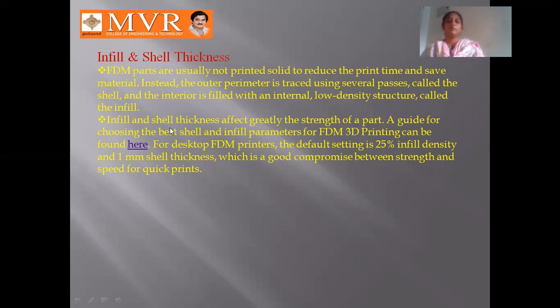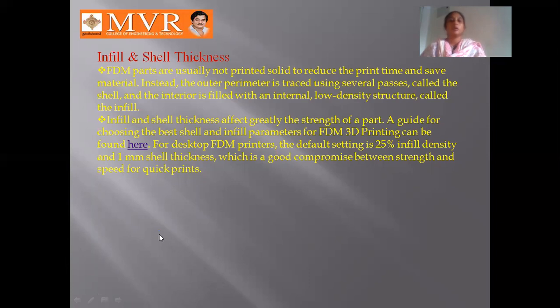Okay, and infill and shell thickness greatly affect the strength of a part, which is chosen through the parameters of the FDM printing, which can be found here for desktop FDM printers. The default setting is 25% infill density and 1 mm shell thickness, which is a good compromise between strength and speed.